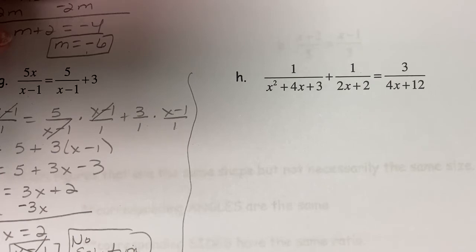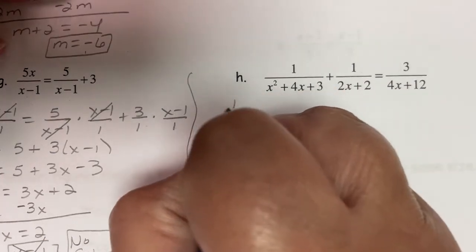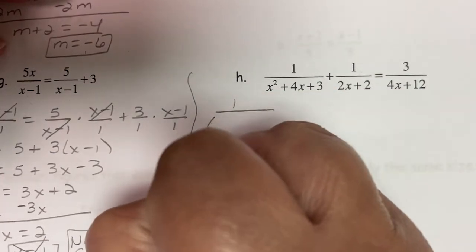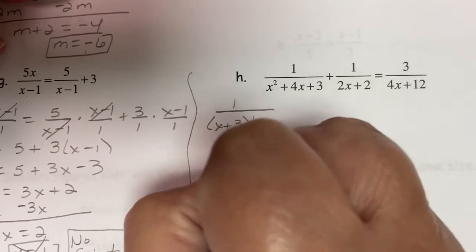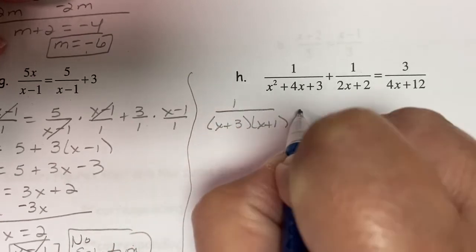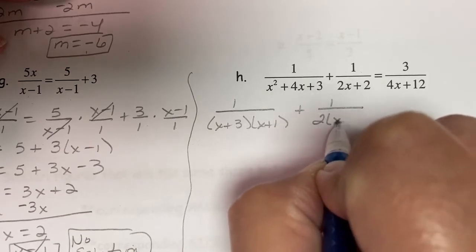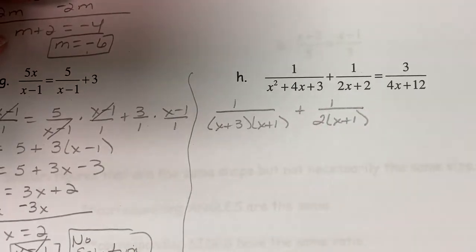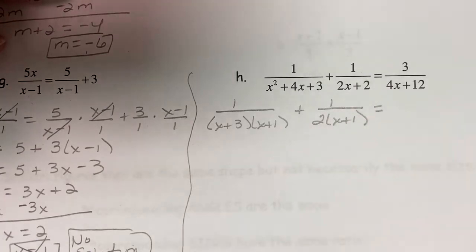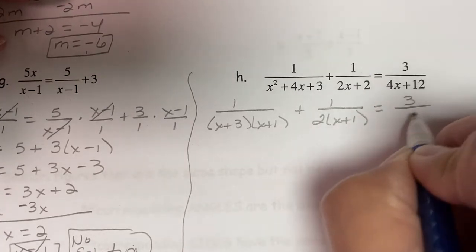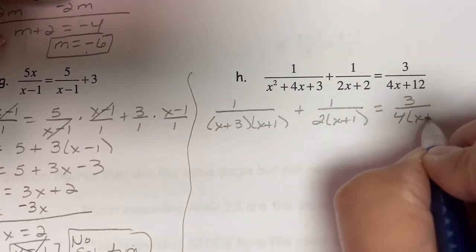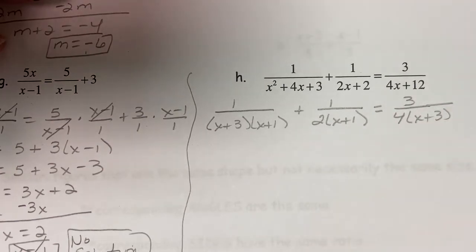All right, so if we go ahead and factor the denominators, the first denominator factors into x plus 3 times x plus 1. To factor the second denominator, I can take out a 2, which gives me 2 times x plus 1. And to factor the last denominator, I can take out a 4, which leaves me with x plus 3.